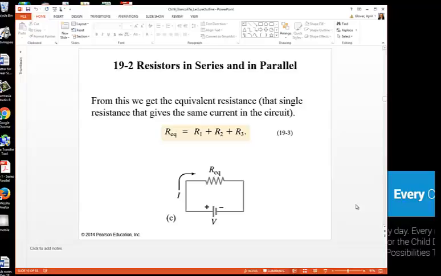So REQ is just, instead of having multiple resistors, just one resistor. In a series circuit, if one light bulb goes out, all of them will go out. So if you've ever had a strand of Christmas lights, one light goes out and the entire thing goes out, you have no idea which one is actually burnt out.